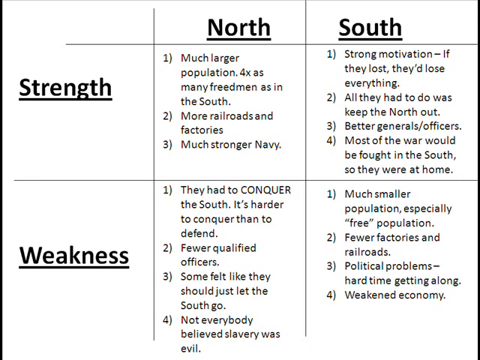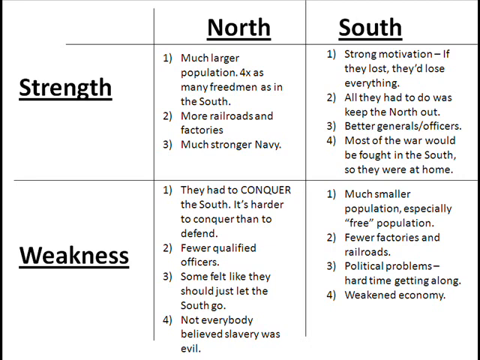Weaknesses of the North: they had to conquer the South. They were going to have to completely conquer and occupy the South in order to make the South come back. Otherwise, they were just going to be left alone and continue acting as if they were their own country. They had fewer qualified officers. Some of the people in the North felt like they should just let the South go. They felt like maybe the South did have a right to leave the Union, and they didn't want them in the country anyway. So some felt like they should let them go.